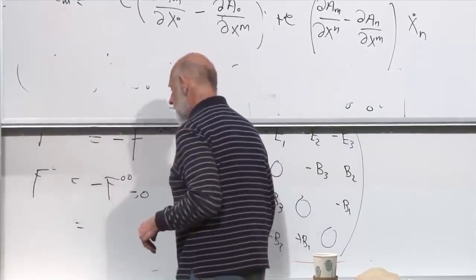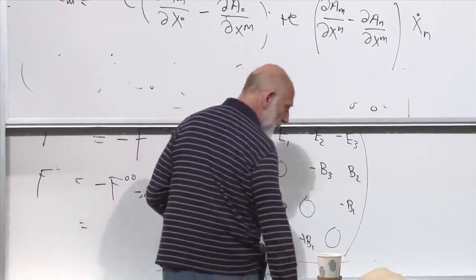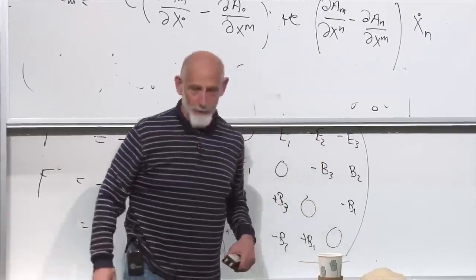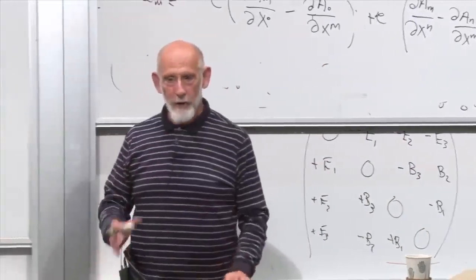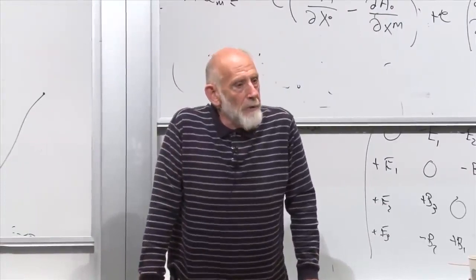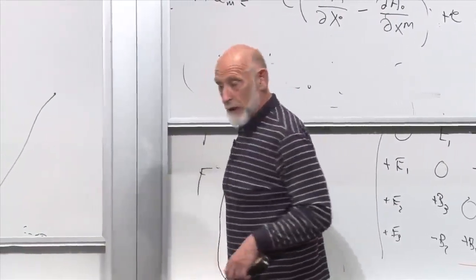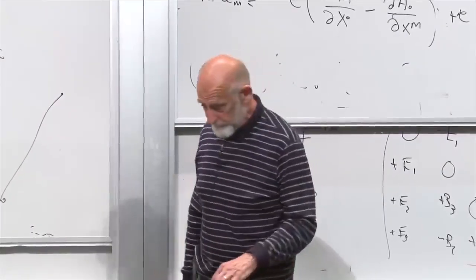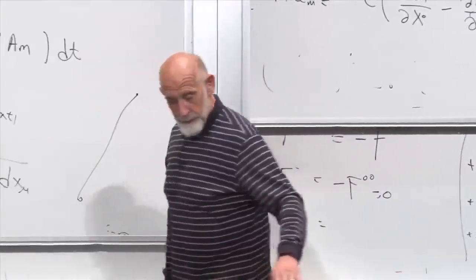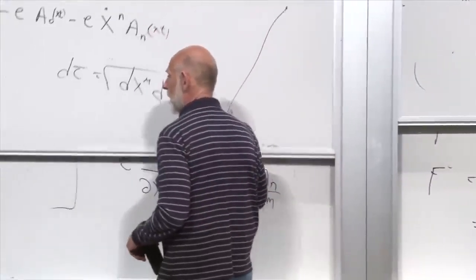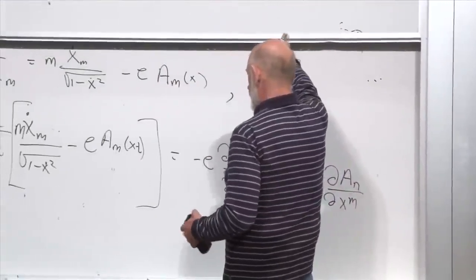Let's see if we can write this formula in a way which is manifestly, that means obviously, Lorentz invariant. At the moment it is not, and the reason is that the left-hand side and the right-hand side are not themselves four-vectors. But we can convert them to four-vectors. So let's do that.